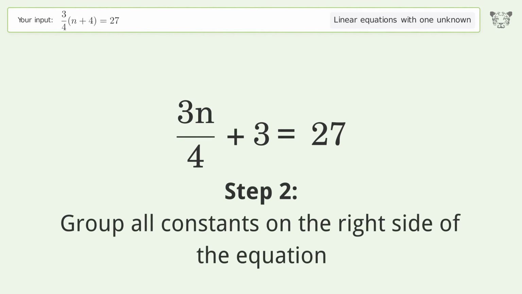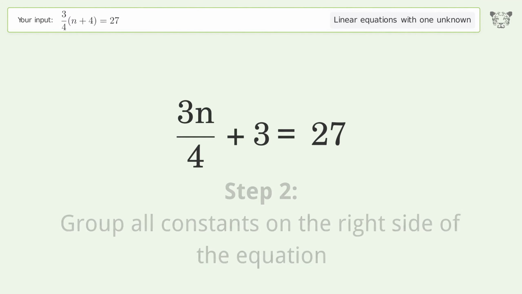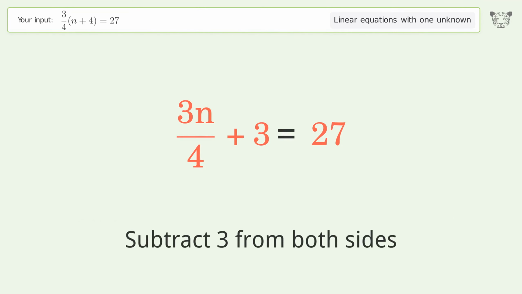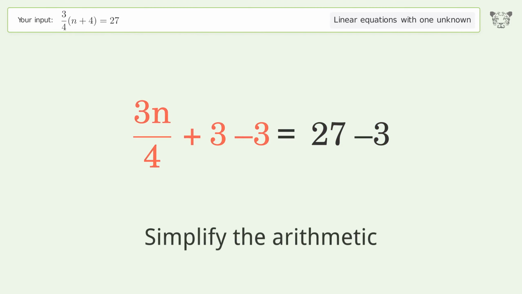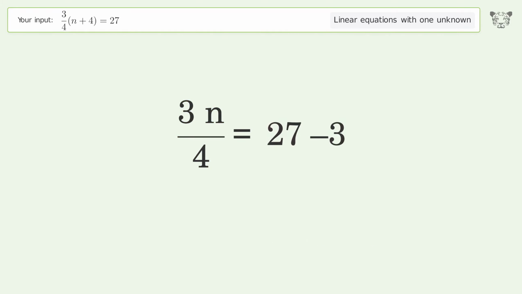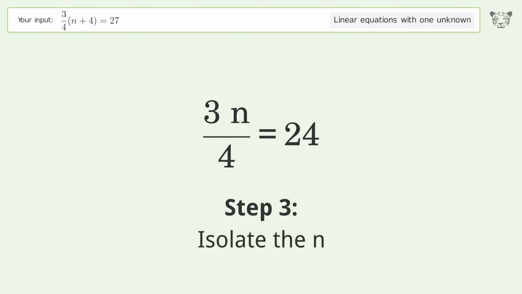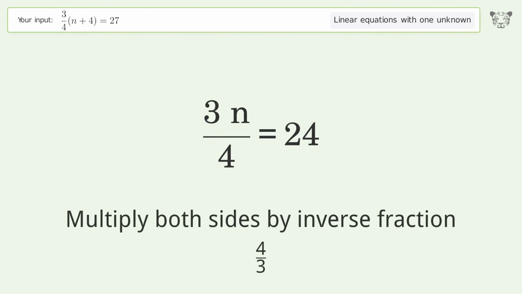Group all constants on the right side of the equation. Subtract 3 from both sides. Simplify the arithmetic. Isolate the n. Multiply both sides by inverse fraction 4/3.